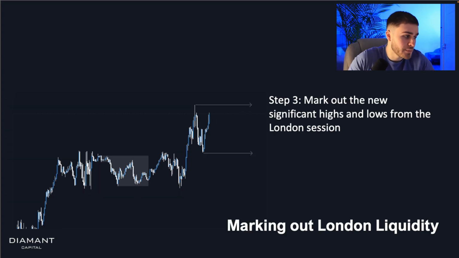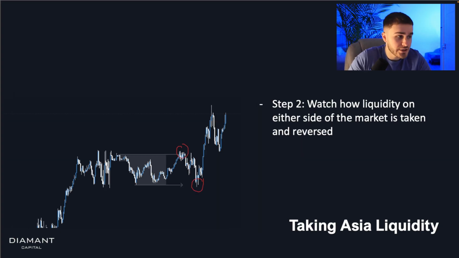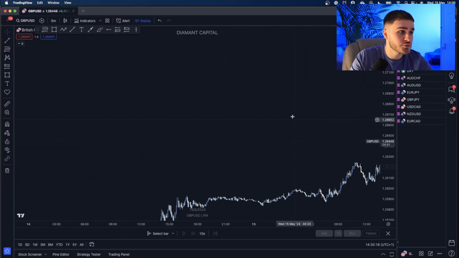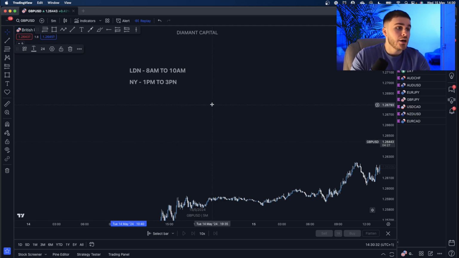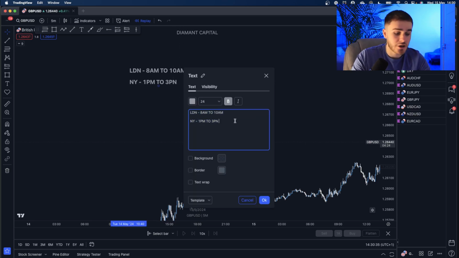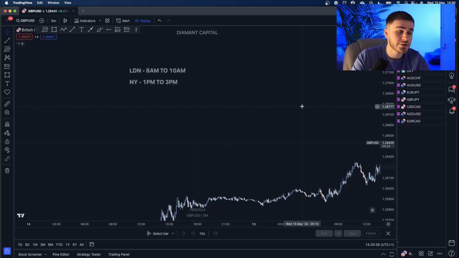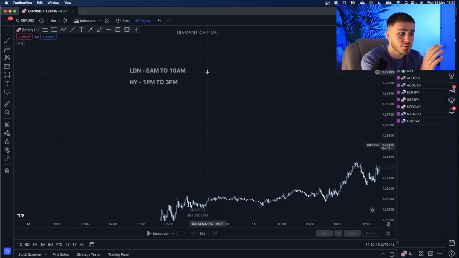Step number 3, it's all going to be about marking out London liquidity. So by this point, if you haven't entered a London trade, you're getting to the session where the London key zone is actually ending. Now, I talk about key zones. I'll tell you a little insight onto what I personally use. For London session, it's going to be from 8 a.m. to 10 a.m. And then for New York, I usually go for 1 p.m. to 3 p.m. The reason I say this, it's not because I've just come out with these numbers out of nowhere. It's simply because I've backtested it, and I've seen that the most amount of volume comes in these times.